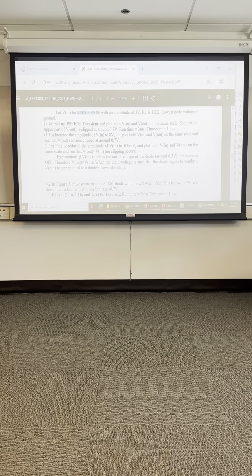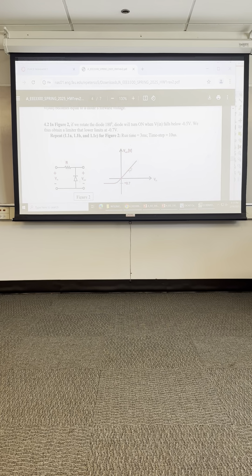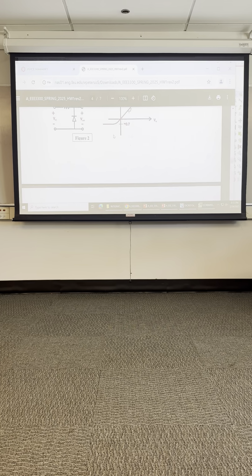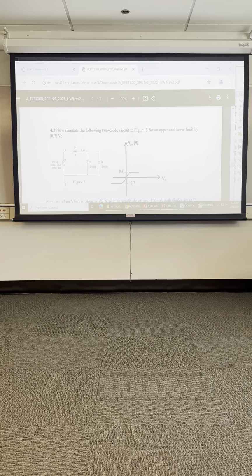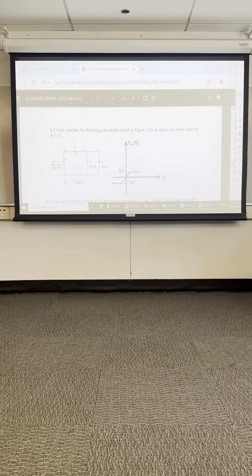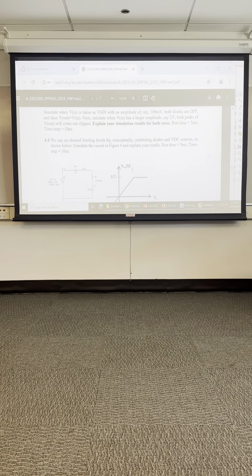There's part of an explanation. If you rotate the diode 180 degrees, this is the new type of curve. Here it is going to clip at minus. In this version, it's going to be two diodes forward and backwards. So it's going to clip forward at 0.7 and then reverse at 0.7. So you're going to get a sine wave that is clipped at plus and minus 0.7.